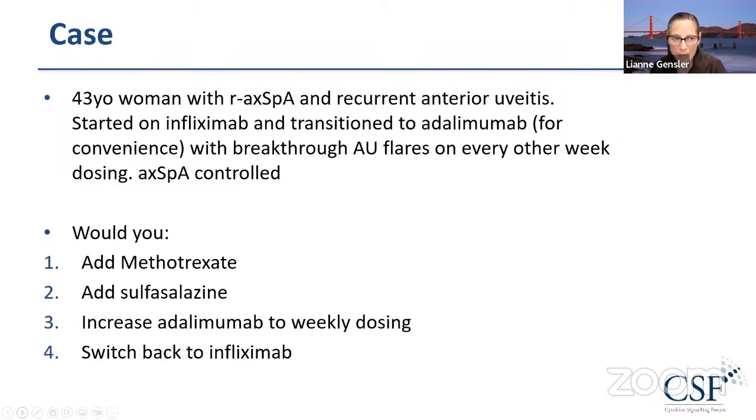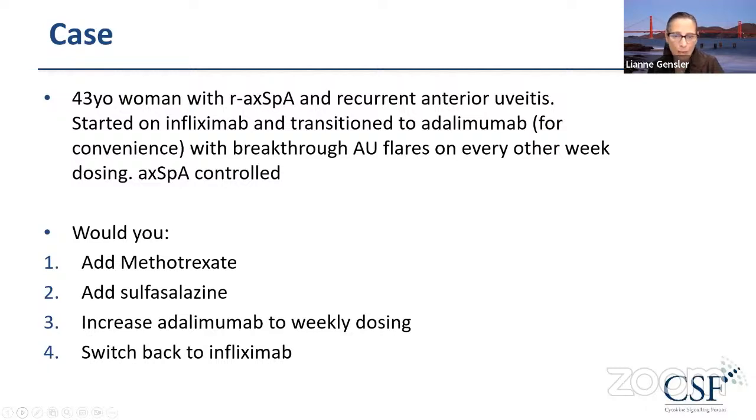So I'm going to start with a case, and I'd like you to think about what you would do. This is a real patient that I saw. She's a 43-year-old woman with radiographic axial spondyloarthritis and recurrent anterior uveitis. Initially, she had been given infliximab and had done well, but then for convenience was transitioned to adalimumab. For many years, she did well on adalimumab, did not have breakthrough flares of anterior uveitis. Her axial spondyloarthritis was controlled, and she was on the standard dosing of every other week.